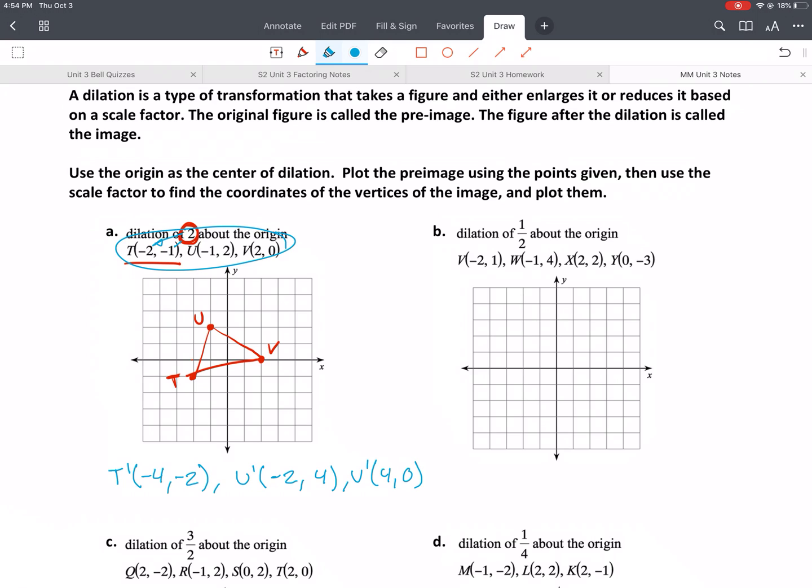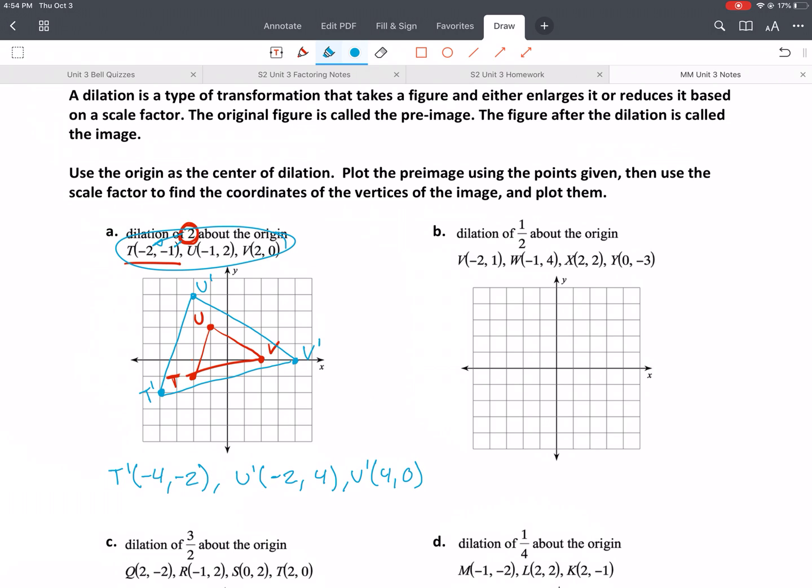So now we would replot in our new coordinates. Negative 4, negative 2 would be right here. That would be our t prime. And then u prime would be negative 2, 4, which is right here. And then v prime would be right here. And we would draw our triangle and we'd be done.